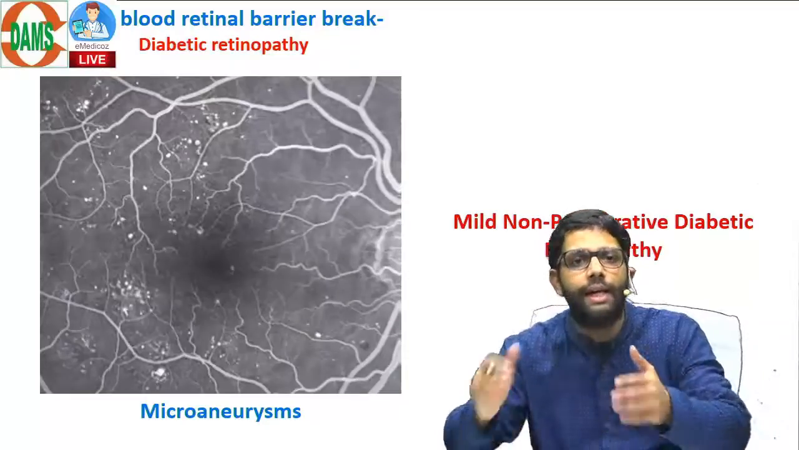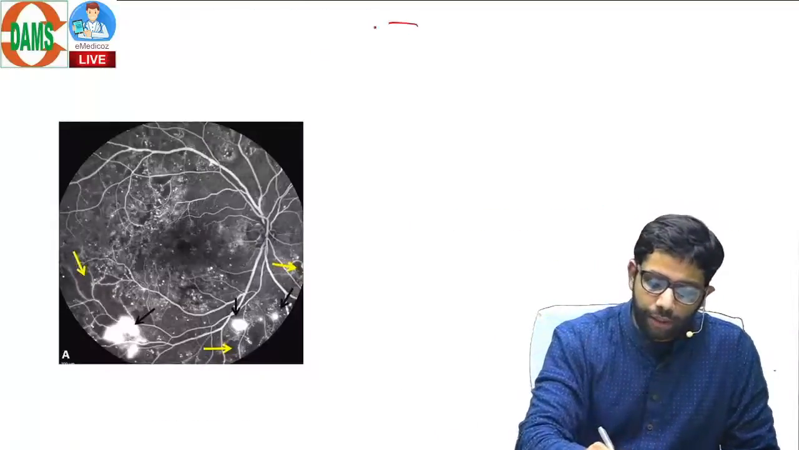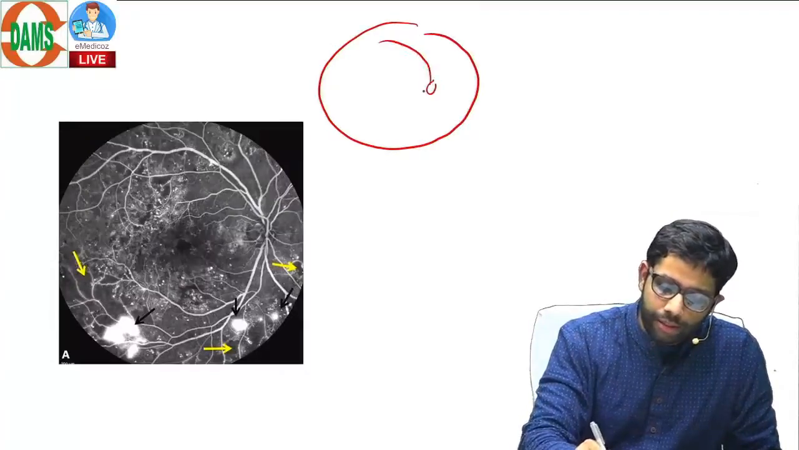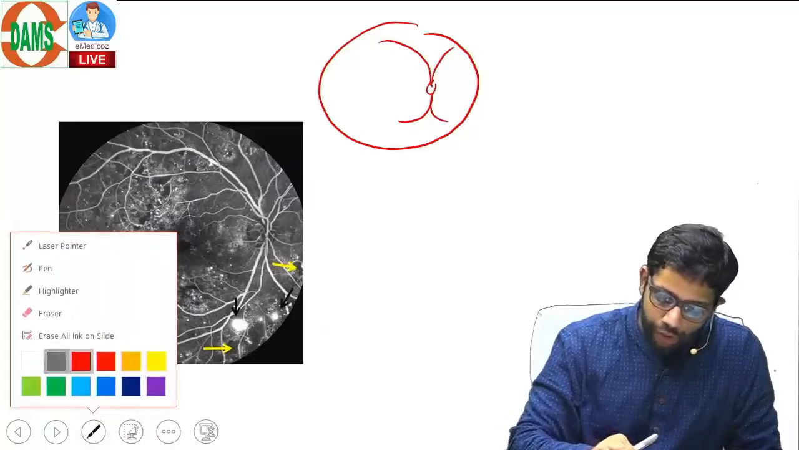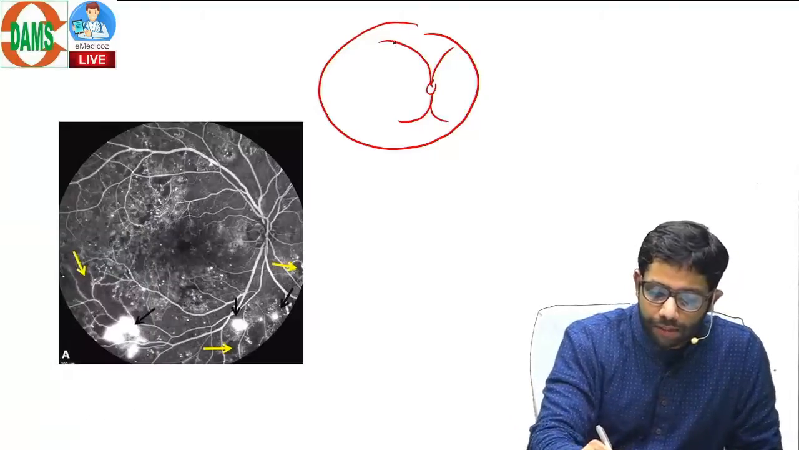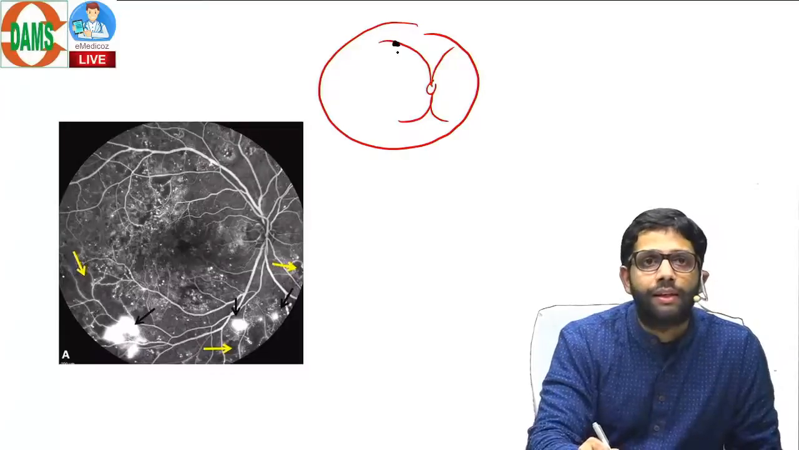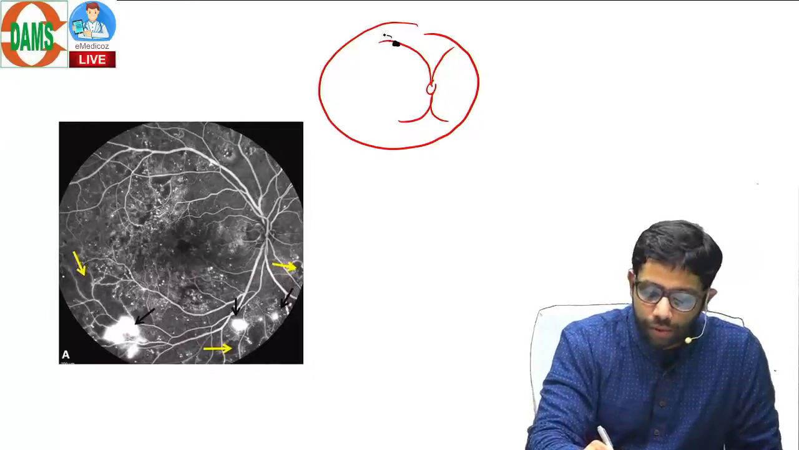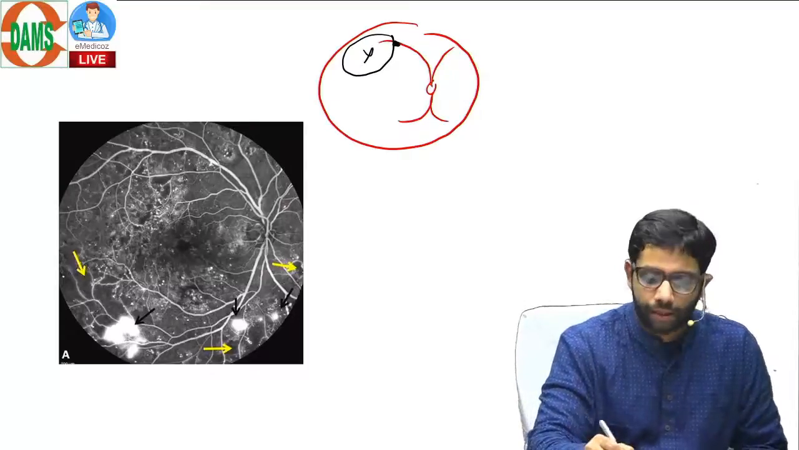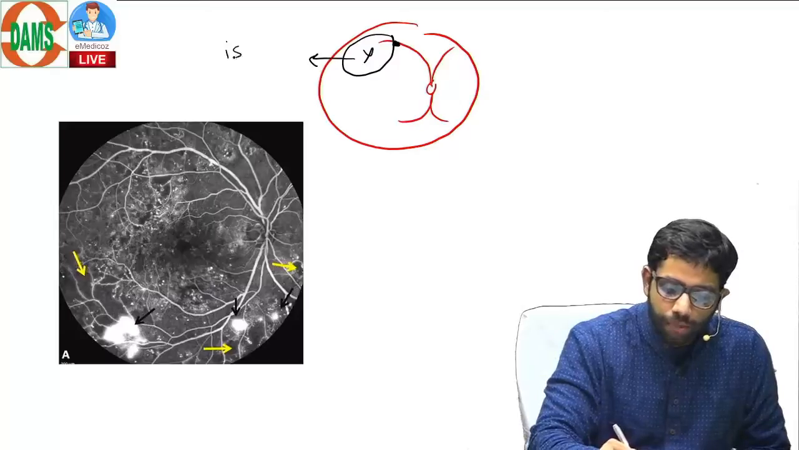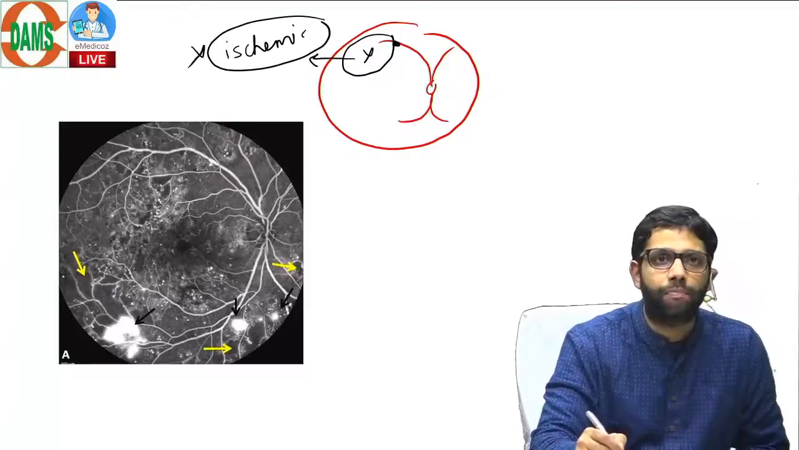But what happens in the late stages of diabetic retinopathy? What happens in late stages of diabetic retinopathy is, if this is a retina, diabetic retinopathy is a microangiopathy. It affects the capillary. So for example, this capillary is affected. This capillary becomes blocked later on. So this part of the retina which is supplied by this vessel will not get blood supply. This becomes hypoxic, no blood supply, no oxygen, ischemic.